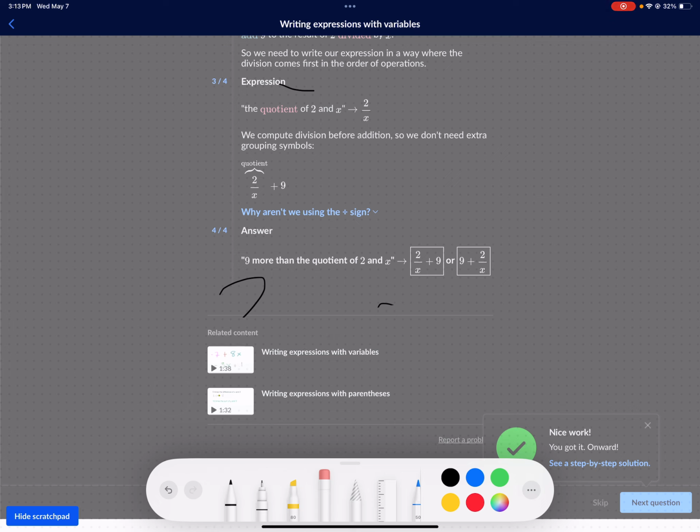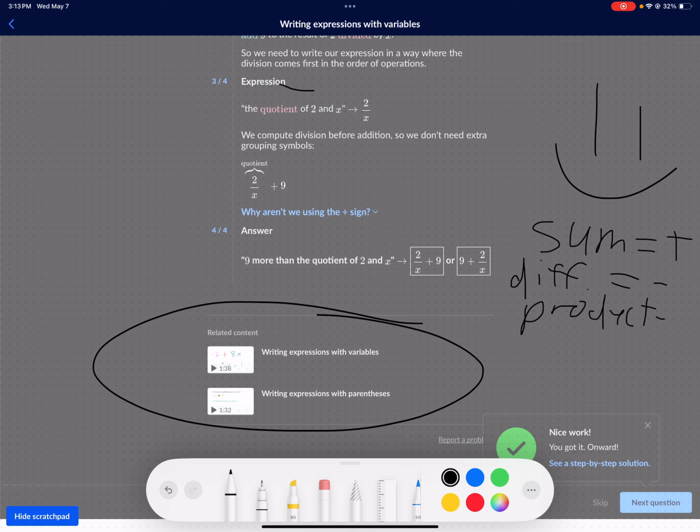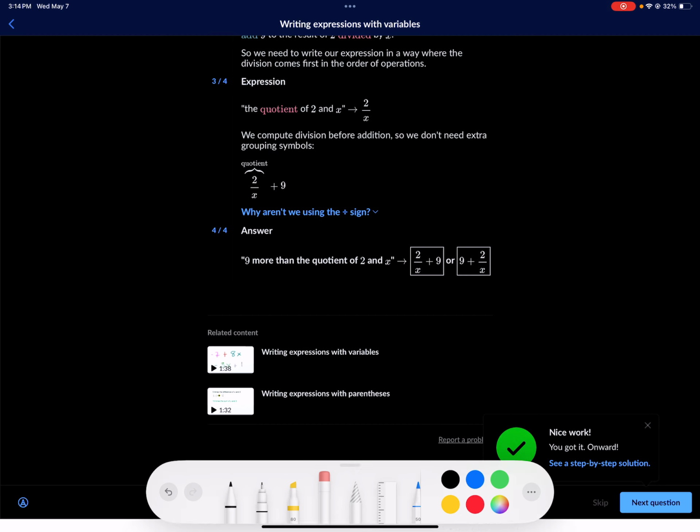All you have to do is just identify. So you might want to memorize vocabulary. Sum is equal to plus. Difference is equal to subtraction. Product is equal to multiplication. And quotient is equal to division. So sum, difference, product, and quotient. You might want to memorize those terms because they'll be very important in these next questions. Let's keep going.